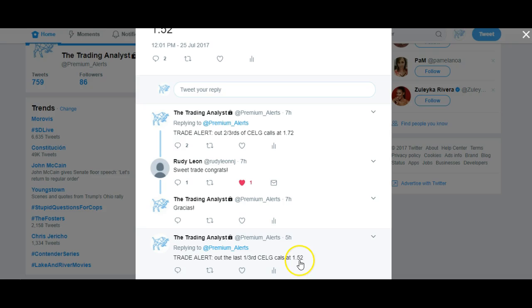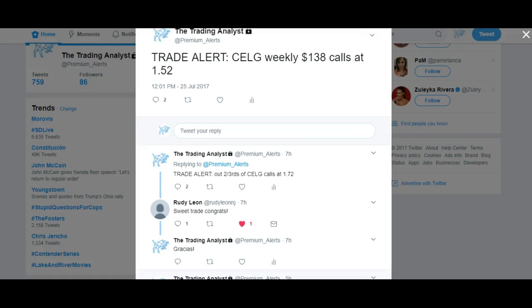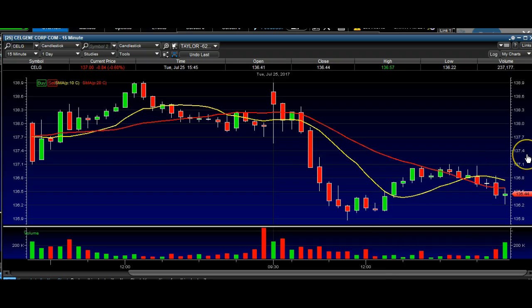Out the last third at 1.52, so that last third was out at about break even. So overall profitable trade, nice trade. We used our method systematically. We just sit here and wait for signals. Okay, good trading is boring trading, and that's what we do here. We just trade a particular setup here that has been proven to give us good results over time, and that's what happened today, just like it happens most of the time.